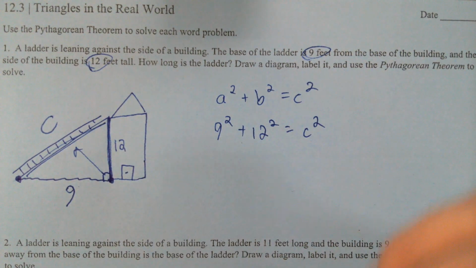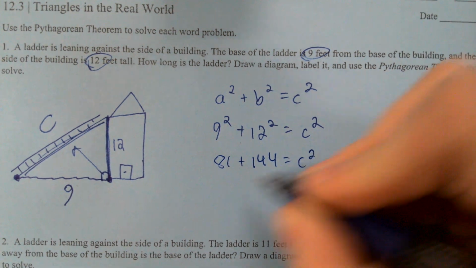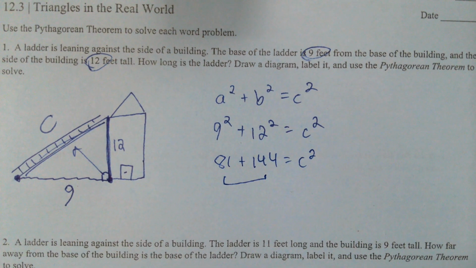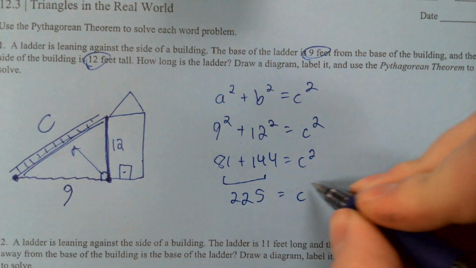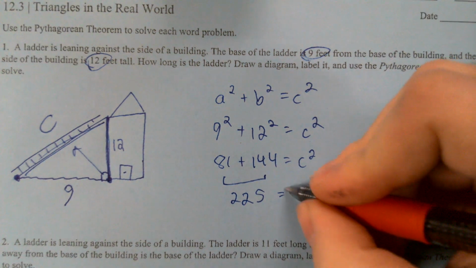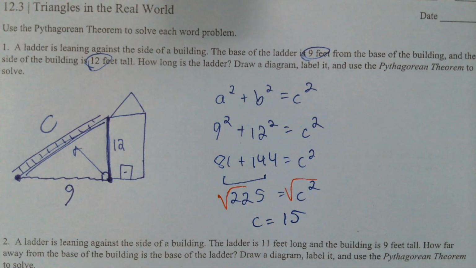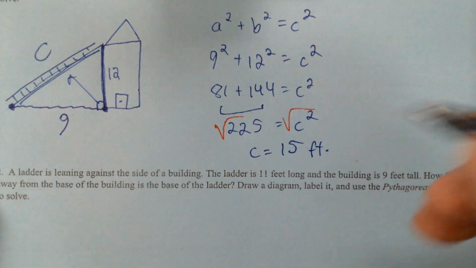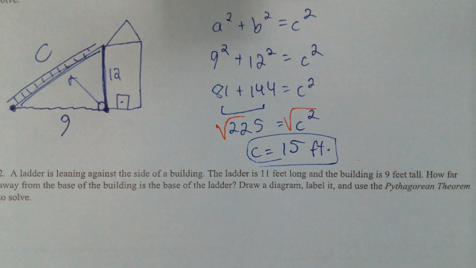Now we can just solve this out, right? 81 plus 144 equals C squared. What is 81 plus 144? 225. We recognize that number now, hopefully. Perfect square. We take the square root of both sides and we get C is equal to 15. Now, what's my units here? Feet. 15 feet. Not just 15 units, 15 feet.